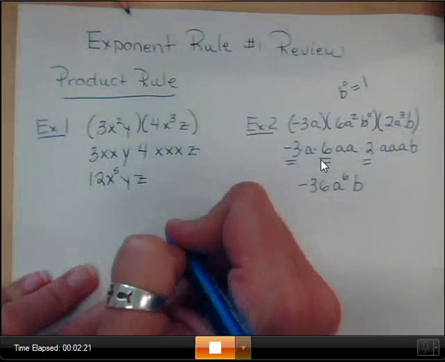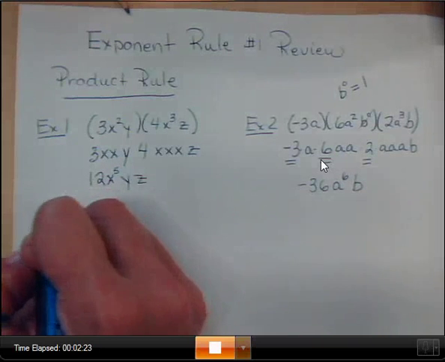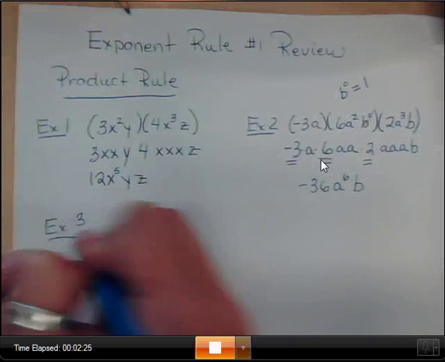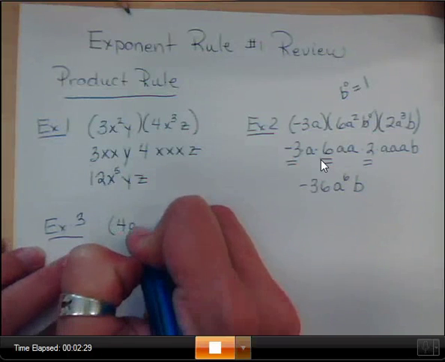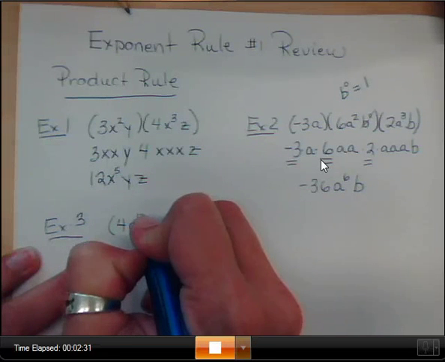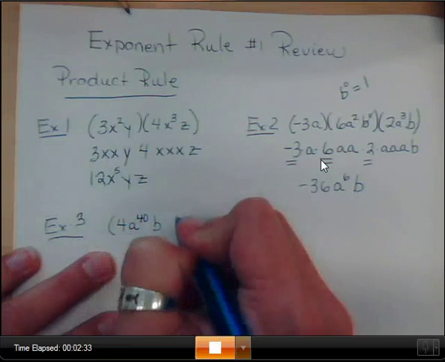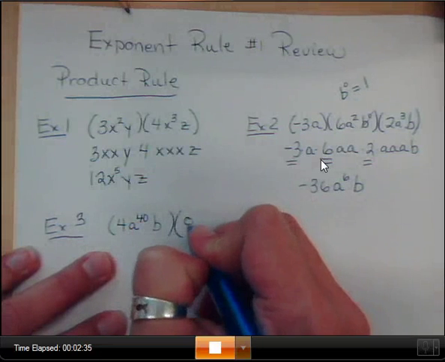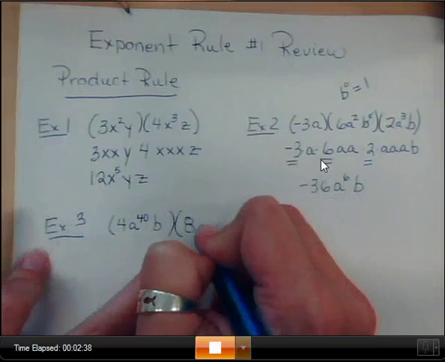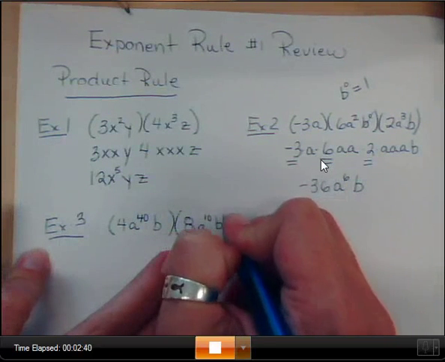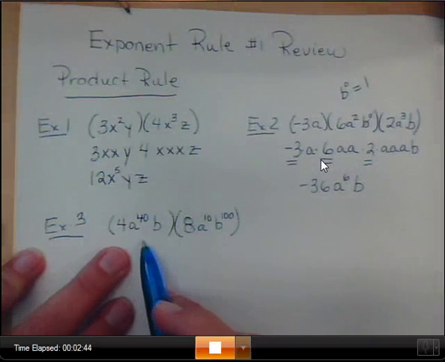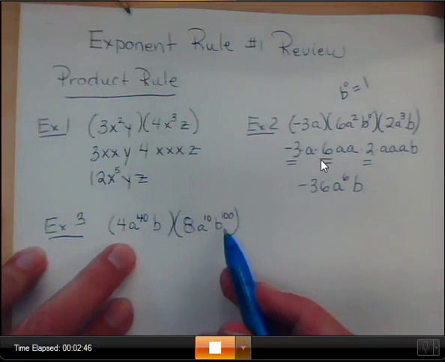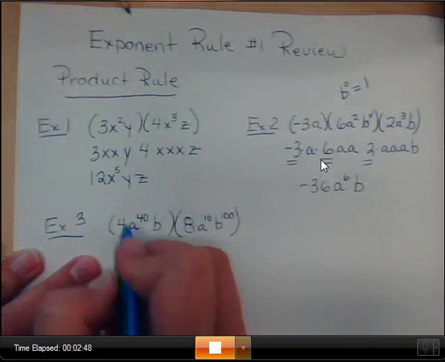Now, if you had a particular one that had, say, let's say we had 4a to the 40th b, and we multiplied that by 8, say a to the 10th, b to the 100th. Now, we're not going to want to write out 40 a's and 100 b's. So let's kind of think about what we're doing.